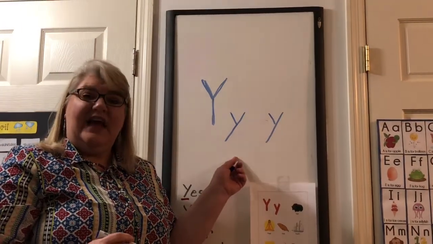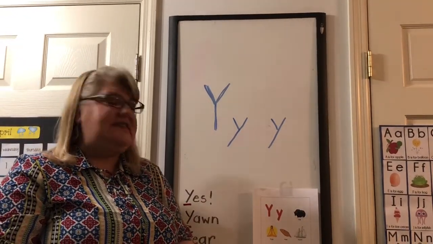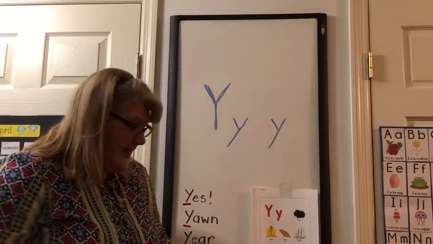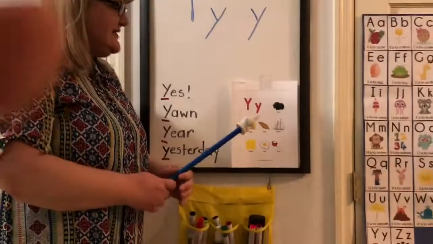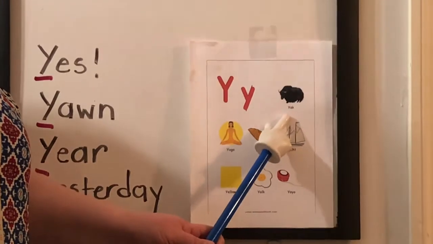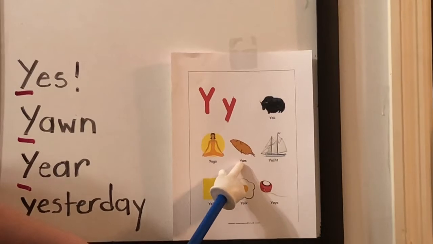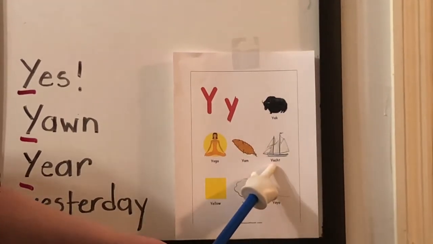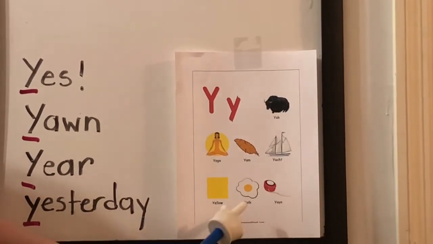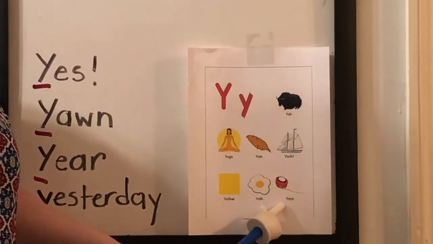Y says yeah, yeah, yeah. Can you say that sound? Yeah, yeah, yeah. We have several things on a poster today that look and begin with the letter Y. So let's say them after Miss Lassie. Here's an animal called a yak. Yak begins with the letter Y. Yoga, yam, which is a vegetable, yacht, yellow, the color yellow. We're going to talk a lot about that today. Yolk, which is the middle of an egg, and a yo-yo, which is a toy.